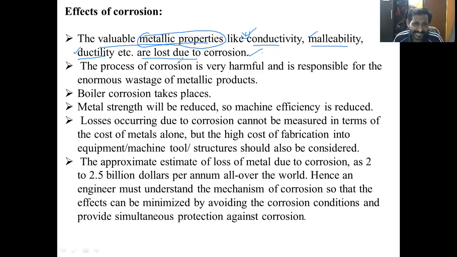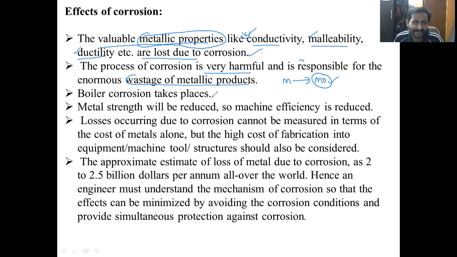Second, what are the other disadvantages? The process is very harmful, very expensive also, and a lot of wastage of metallic products takes place. Once the metal is corroded, a lot of metallic wastage takes place.